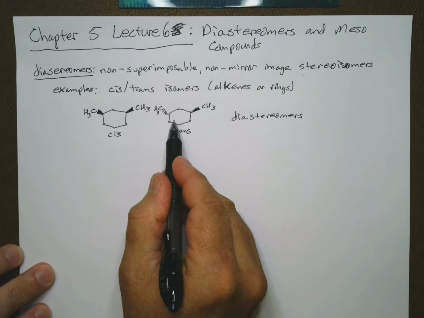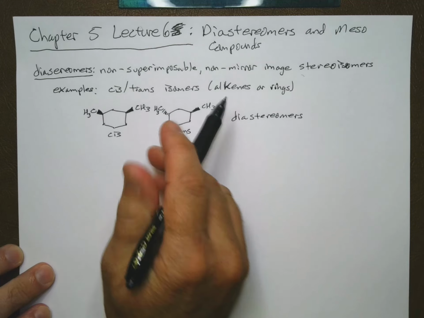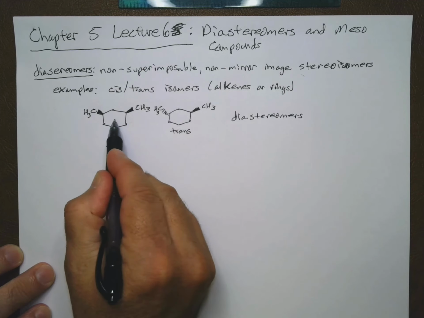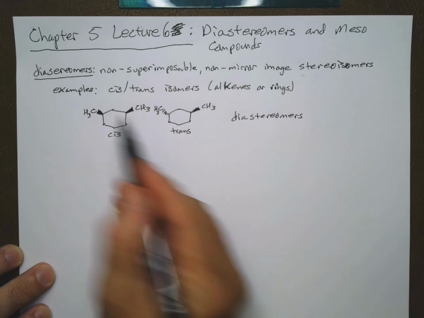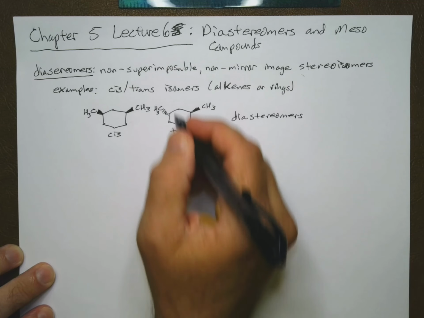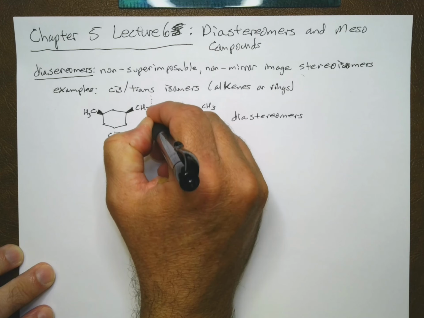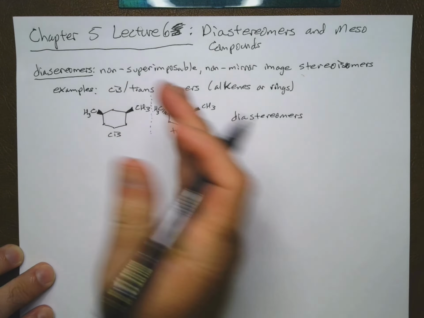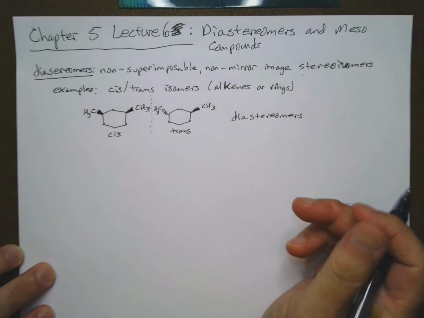They are non-superimposable. They won't match up. If I try to get this part of the molecule to match up with that part, these methyl groups don't. But they're also not mirror images. If I drew an imaginary line here to represent my mirror, one is not a reflection of the other.